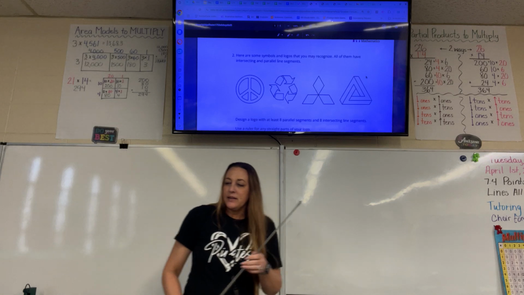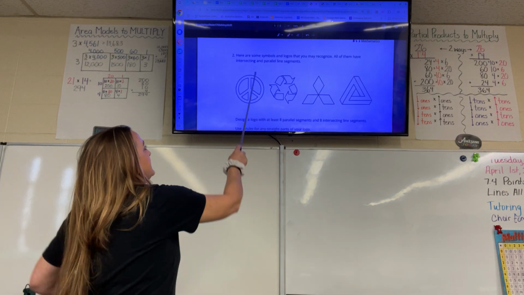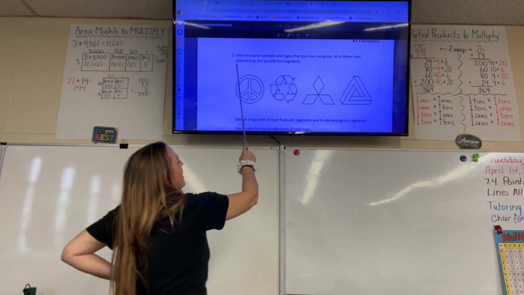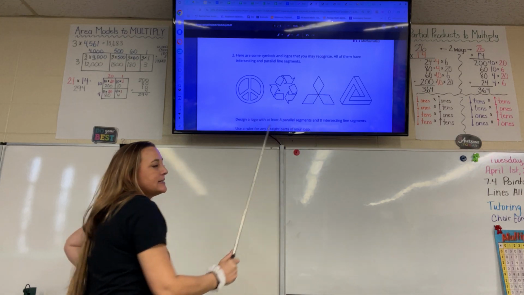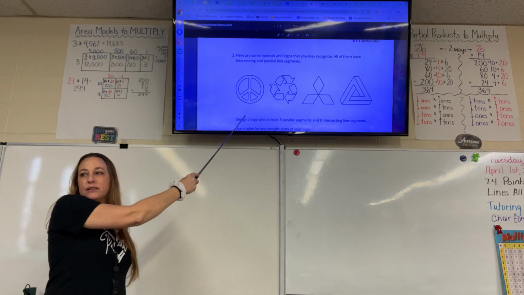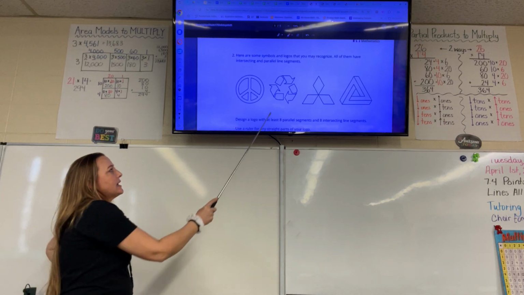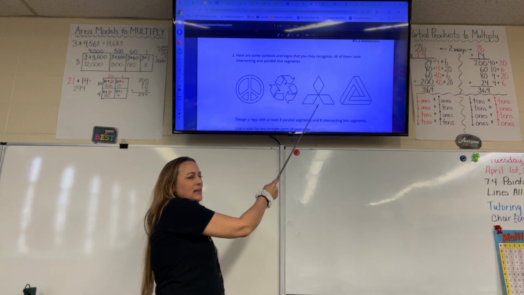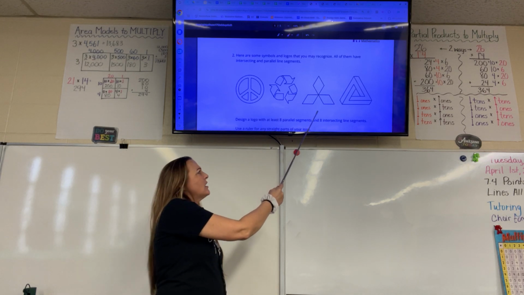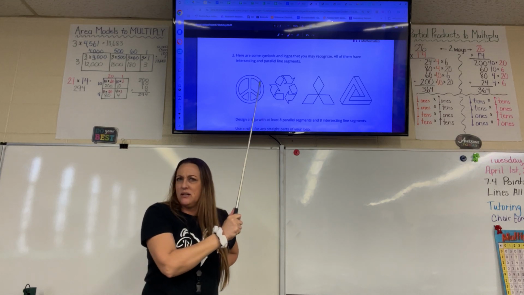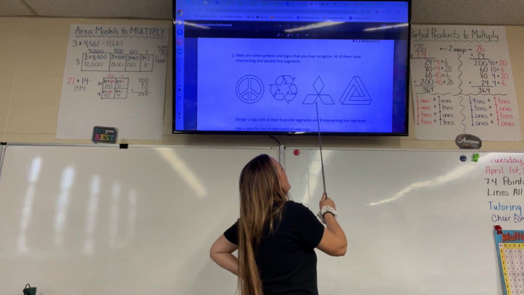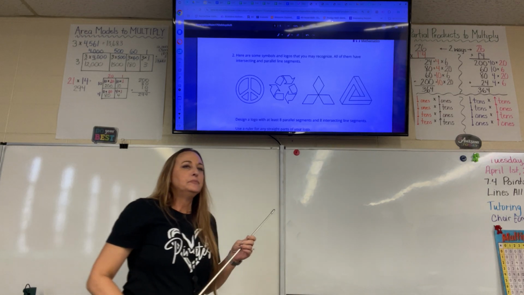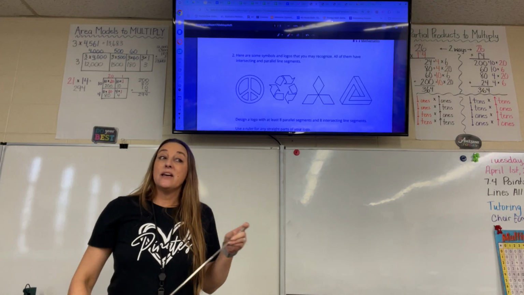And then on the last page, it says, here are some symbols and logos that you may recognize. All of them have intersecting and parallel line segments. What is this logo, Athena? The peace sign. What is this logo? Do you guys recognize it? Recycle. Does anybody know what this one is? It's a car brand. I can't think. Maybe Mitsubishi? Yeah. And then this one I'm not familiar with. That's the drive. Yeah. Okay.